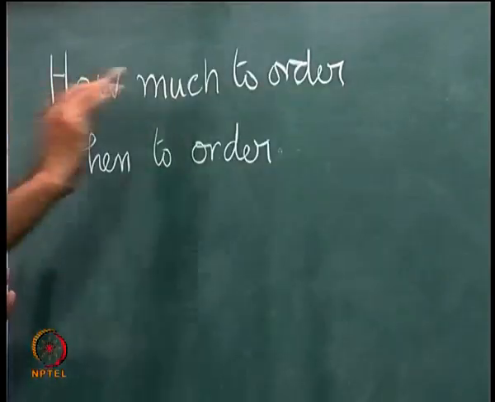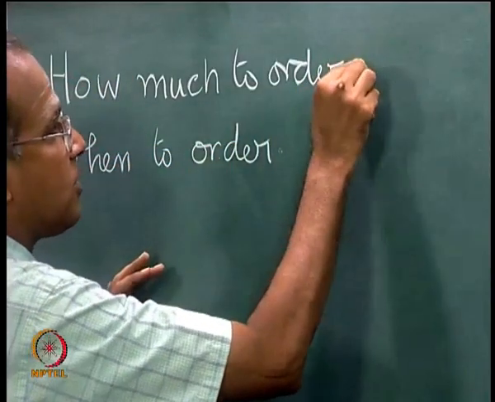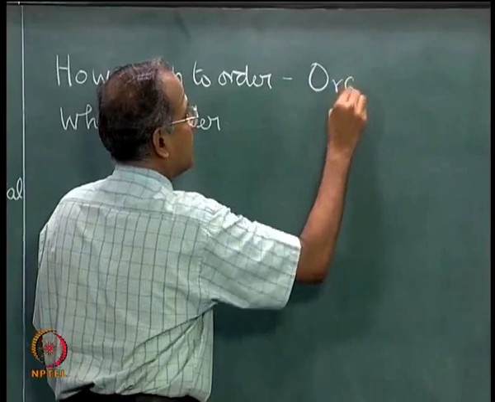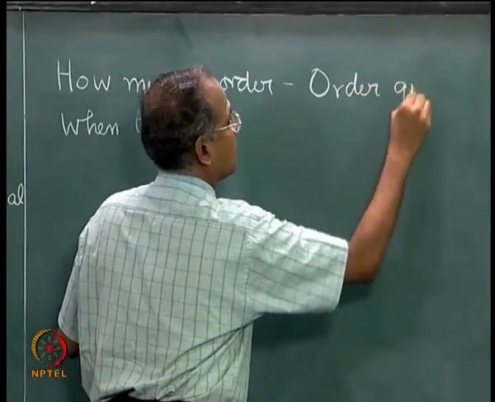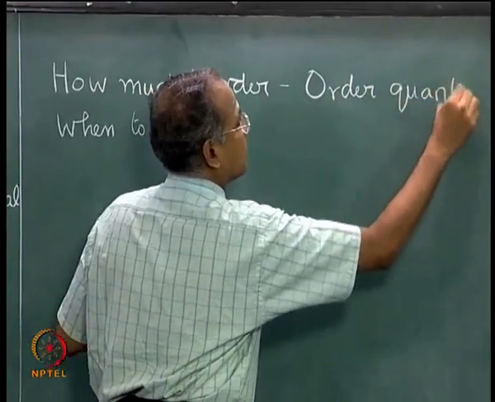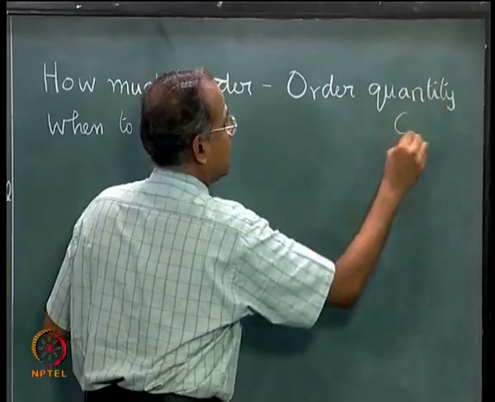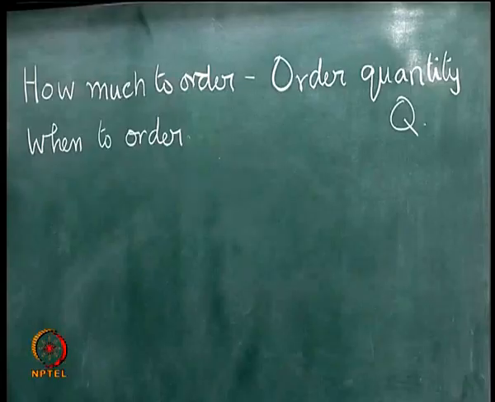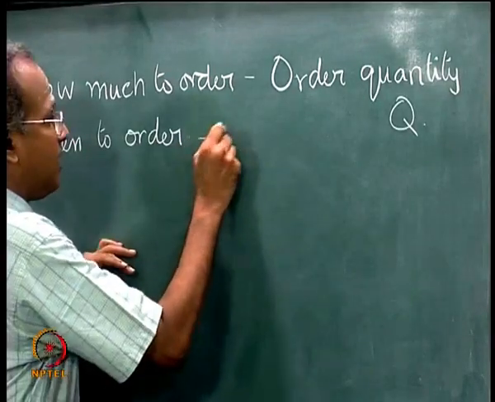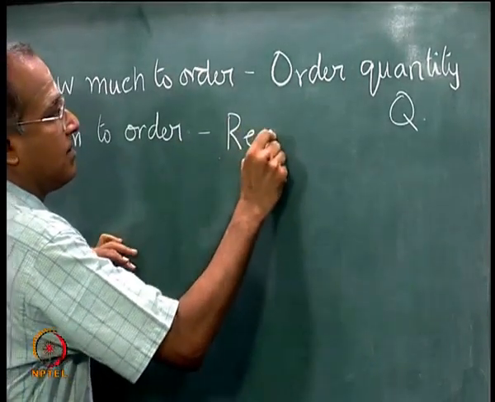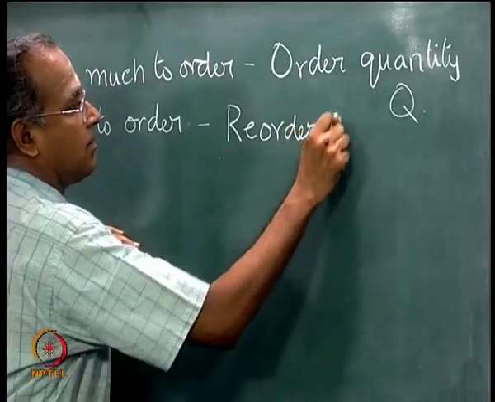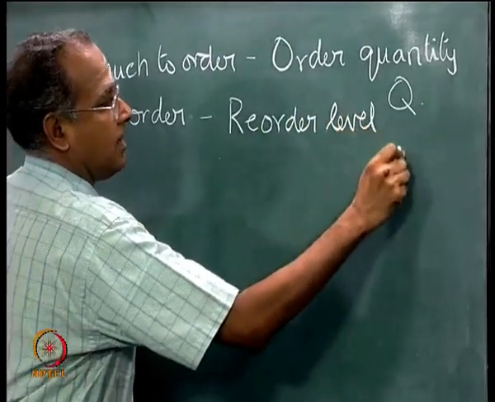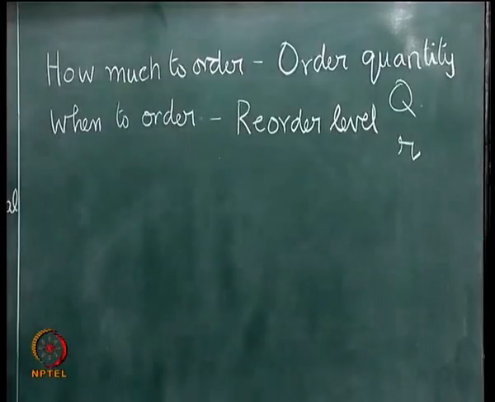Usually how much to order is called the order quantity, and is denoted by the letter Q, and when to order is called reorder level, and is denoted by R.